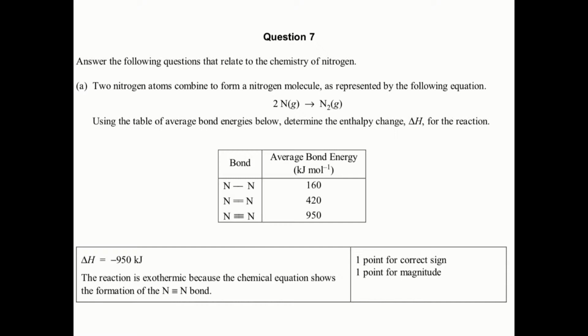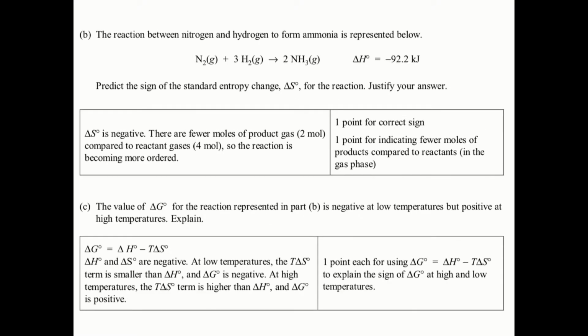All right? And so you get 1 point for the correct sign, which is negative, and 1 point for the correct value, which is 950. For B, the reaction between nitrogen and hydrogen to form ammonia is represented below. Predict the sign of the standard entropy change, delta S, for the reaction.